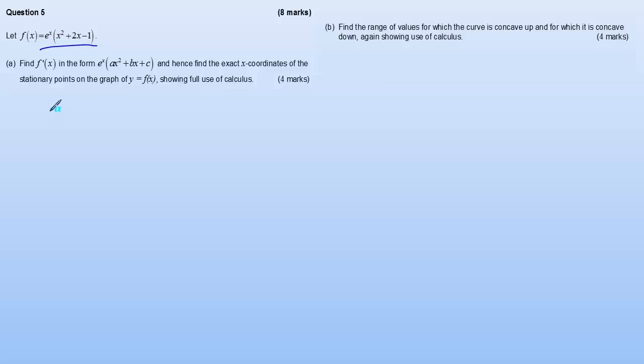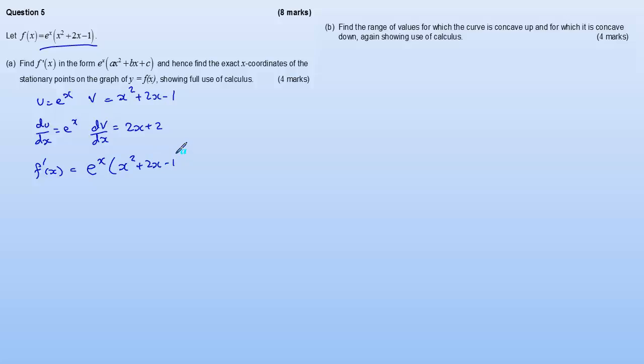So this is a product. u is e^x, v is x² + 2x − 1. So du/dx is e^x, and dv/dx is 2x + 2. So f'(x) is going to be v du/dx, so that's e^x into (x² + 2x − 1), plus u dv/dx, which is e^x into (2x + 2).